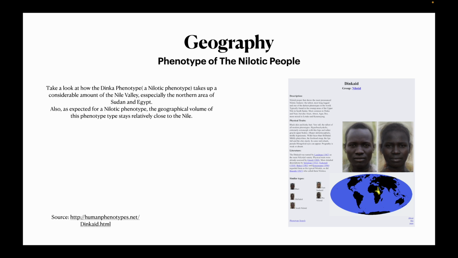As you guys can see, it says we take a look at how Dinka phenotype and Nilotic phenotype takes up a considerable amount of the Nile Valley, especially in the northern area in Sudan and Egypt. Also, as expected for a Nilotic phenotype, the geographical volume of this phenotype stays relatively close to the Nile. Like I said, since it's a Nilotic phenotype and it's based around the Nile, that's where the name Nilotic comes from. It would make sense that we are people who stay close to the Nile Valley.